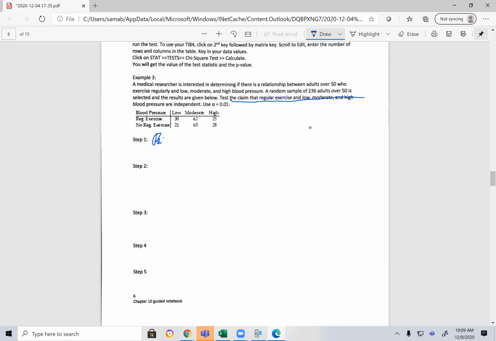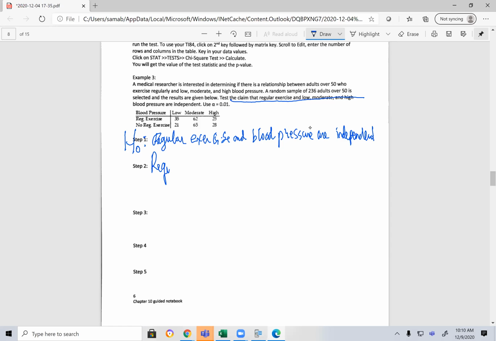Regular exercise and blood pressure are independent. Can a student tell me what would be step 2, the alternative hypothesis? So that's H0.